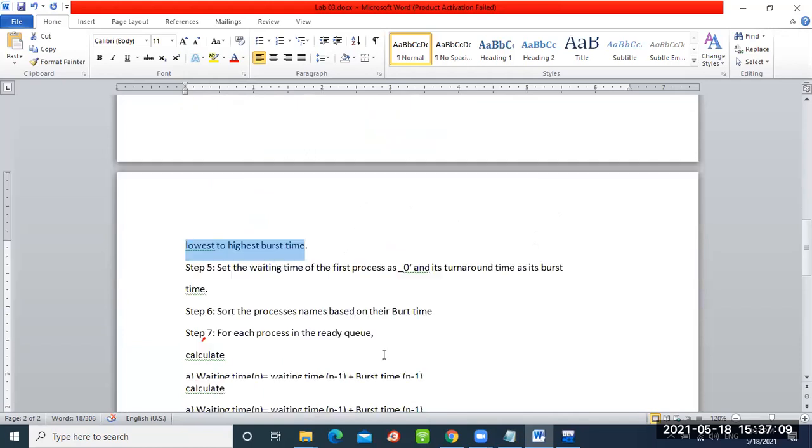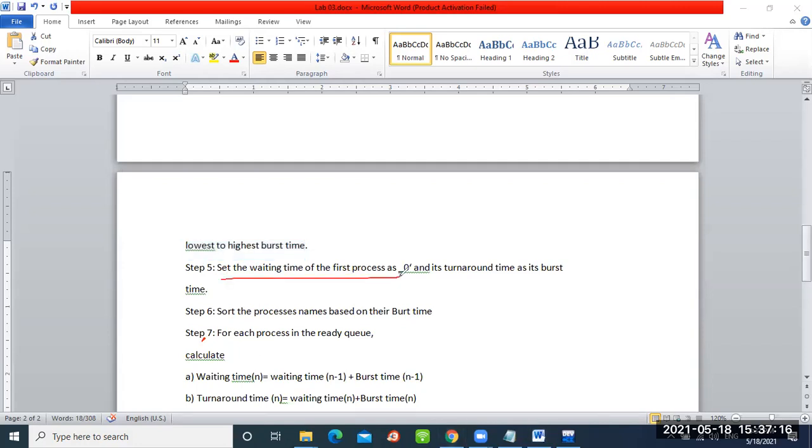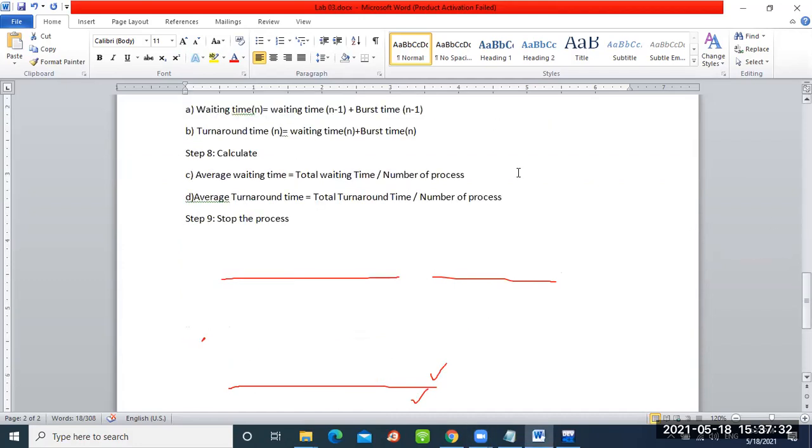ठीक है. Once you sort the processes, the rest of the thing is very similar to the previous one. I will initialize the waiting time to 0 and turnaround time to burst time. Now I will calculate the waiting time and turnaround time for each process. Now the rest of the thing will be similar here. Extra आपको क्या करना है? What you have to do additionally?